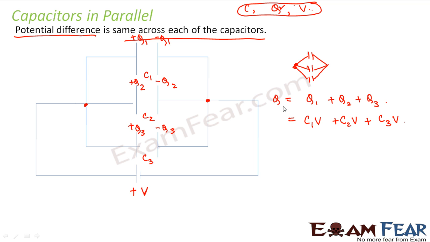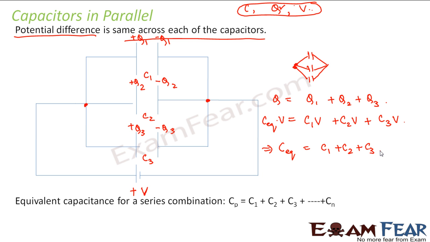And what would be the net total charge in the circuit? It will be C equivalent into V, right? Because for the entire circuit also, the net potential difference is V. So from this we can say C equivalent is equal to C1 plus C2 plus C3. That means if the capacitors are arranged in parallel combination, then the total or equivalent capacitance of the circuit is the sum of the individual capacitances.